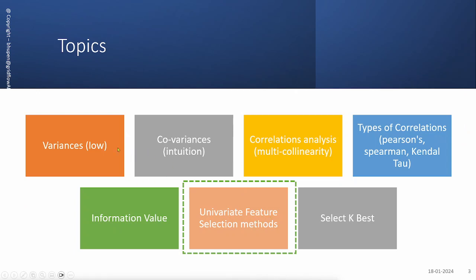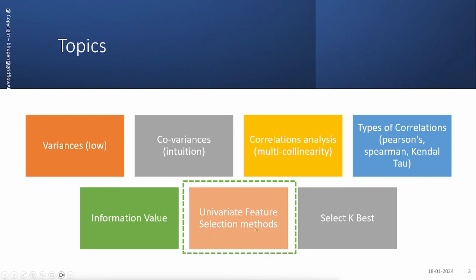Previously we have covered variance, covariance, correlation, and an important side topic with correlation was multicollinearity assessment and the impact of multicollinearity in your data and on the model. Types of correlation that we use typically in data science are Pearson's, Spearman, and Kendall-Tau. We also covered another filter method called information value. I have provided you with the context on univariate feature selection along with a recap on hypothesis testing.